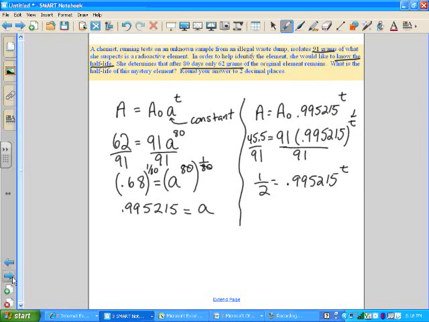So it is an exponential equation. I've isolated the base. Now I'm going to take a log of both sides. So I have the log of 1/2 equals, and when I take the log of the right side, I'm going to use the power property and bring the t into the front. Now, if you're smart here, you probably stored that value in your calculator. That's going to make it easier to punch in. So now I'm going to solve for t. So I'm going to divide both sides by log of 0.995215.